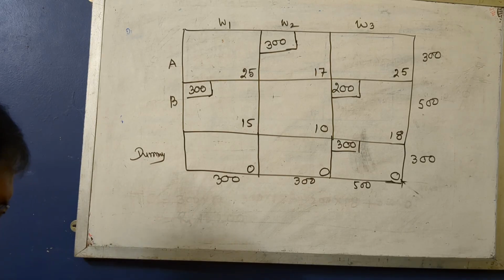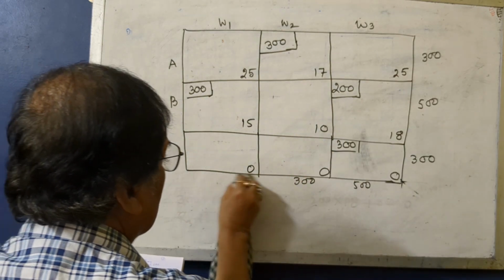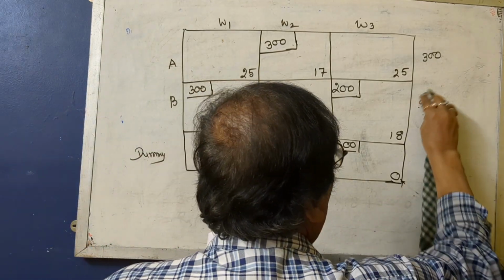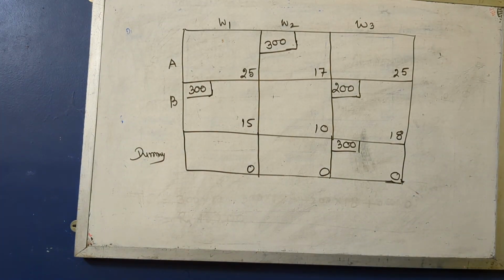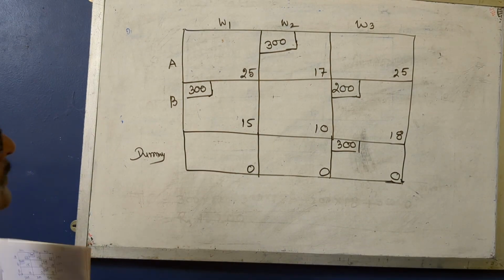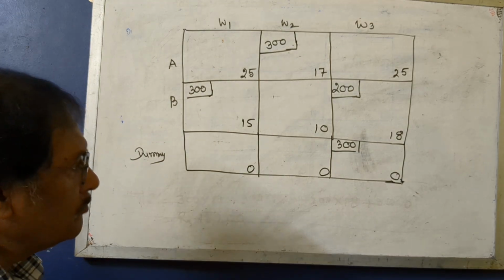This allocation has already been made, that's why it is not required for application of the MODI method. MODI means modified distribution method. From this stage, you have to find the optimum solution. How do we do it? So actually, this is the second step. The first step is to find the basic feasible solution, and this is optimization by the MODI method.